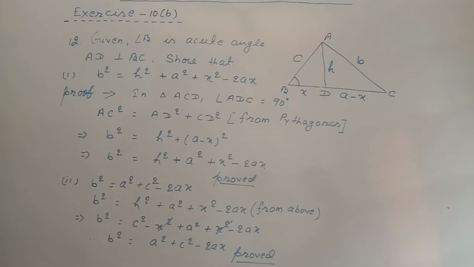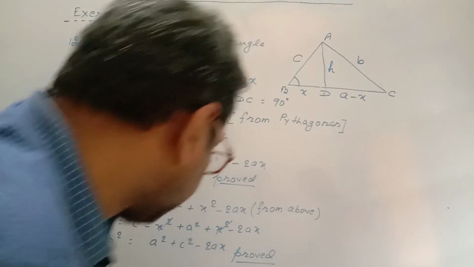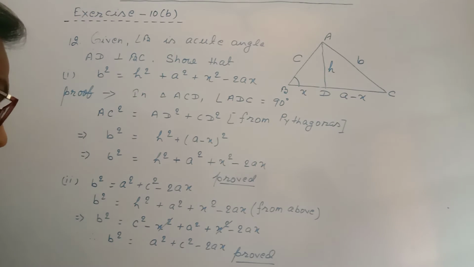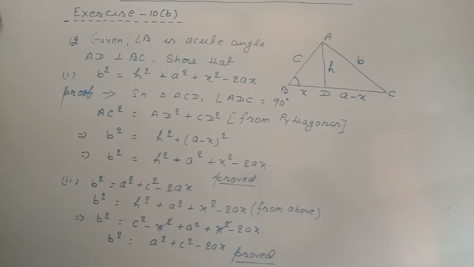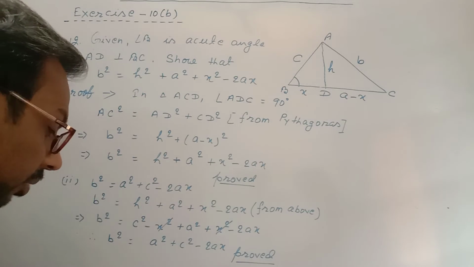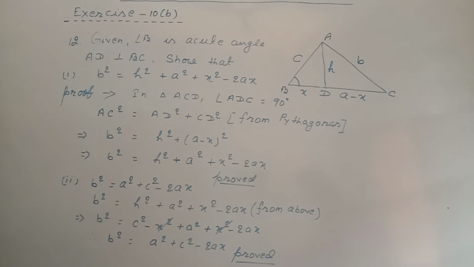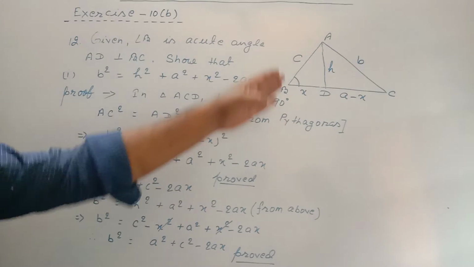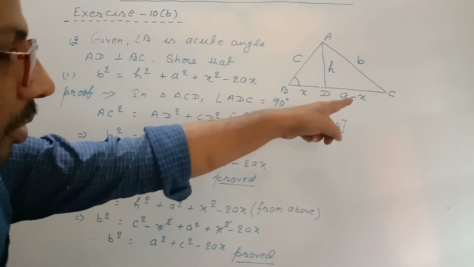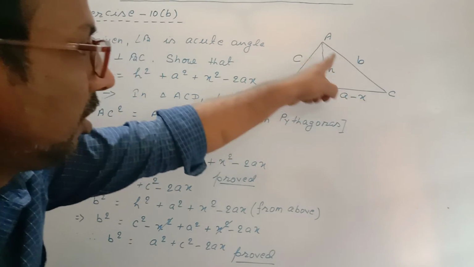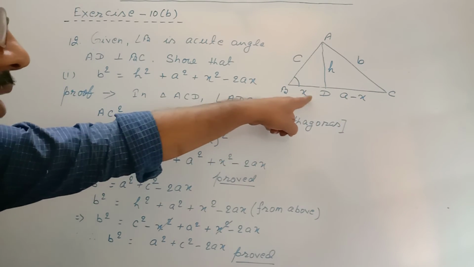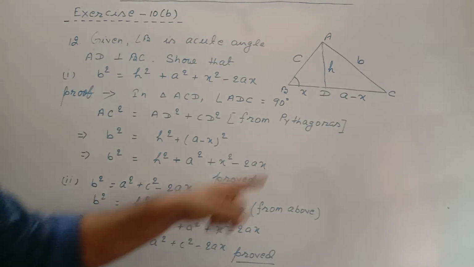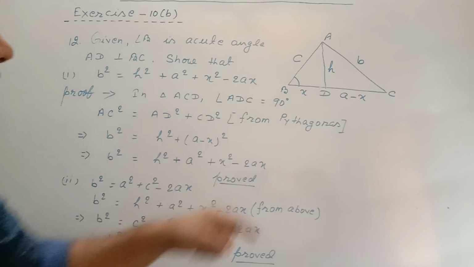In question number 12, the question is, in the given figure, angle B is acute and segment AD is perpendicular to BC, then show that Roman number 1, b square equal to h square plus a square plus x square minus 2ax, and Roman number 2, b square equal to a square plus c square minus 2ax. This is the figure in which AD is the perpendicular to BC, and side AC is b, side AD is h, side CD is a minus x, BD is x, and AB is c. This is perpendicular, means angle ADC is 90 degree.